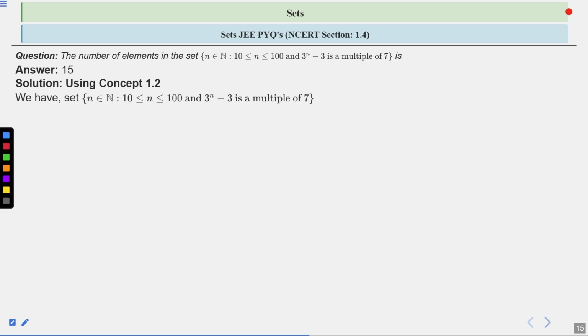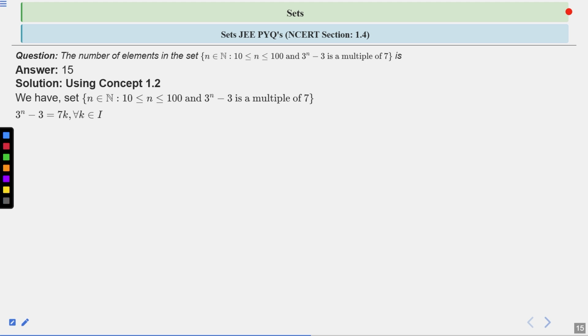So first of all, the given set is the collection of all natural numbers n satisfying 10 less than or equal to n less than or equal to 100, and satisfying the condition that 3 raised to power n minus 3 is a multiple of 7. How are you going to break this condition? Quite simple.